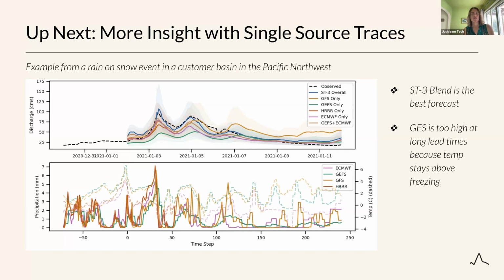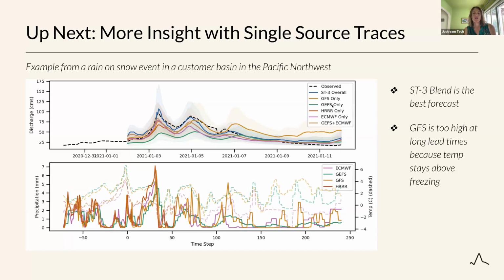We're putting the final touches on how we're going to show that on the dashboard, and we'll be in touch with folks for that. I'll just walk through this example. Here we are at a rain on snow event in the Pacific Northwest. Rain on snow is particularly difficult for weather models and hydro models because you've got the temperatures fluctuating around 0. That's over here, if you can see my cursor.